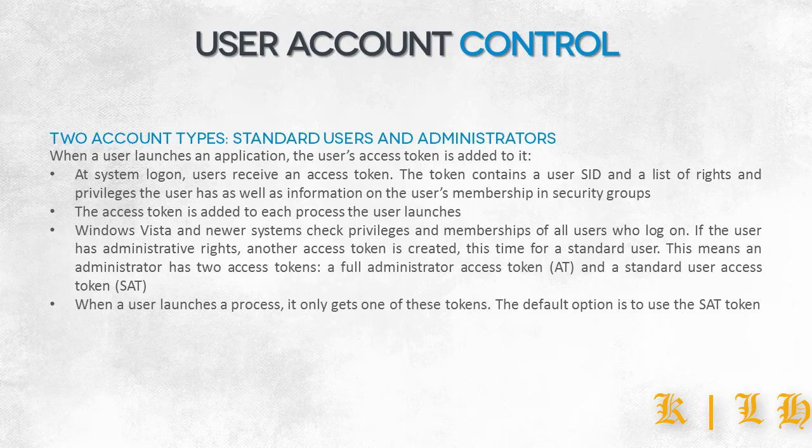An important note is that the process can only receive one of these tokens, either the AT token or the SAT token. The SAT token is attached to all processes by default. After receiving the token, the process cannot be changed in any way. This is due to the fact that some programs are closed and restarted when we request additional privileges. This was the case with Process Explorer. Such programs must receive a new token with additional privileges.